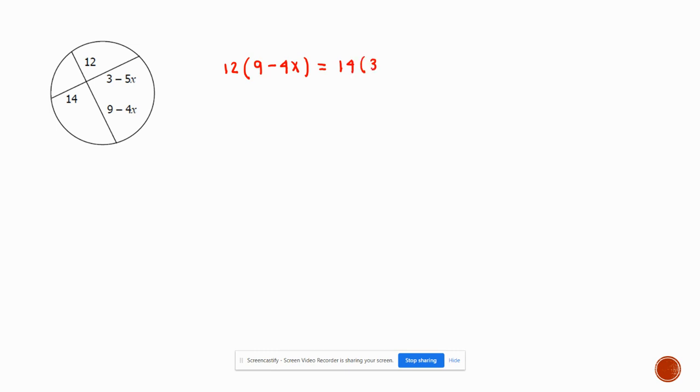14 has to get multiplied by the 3 minus 5x, and once again, that has to be in parentheses because that whole binomial is getting multiplied by 14. So I want to start distributing. When I distribute, we'll have 108 minus 48x. We'll distribute on the other side as well. So that gives us 42 minus 70x.